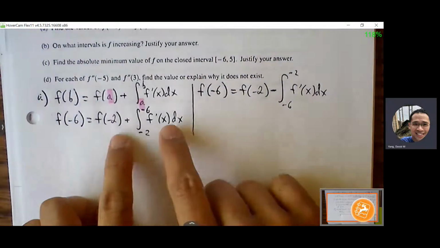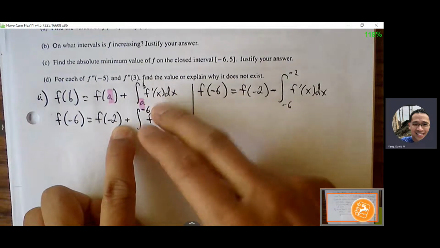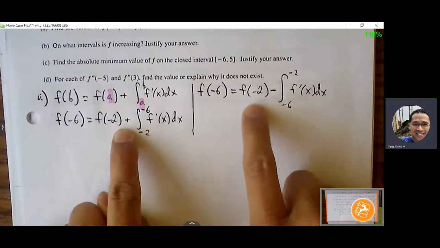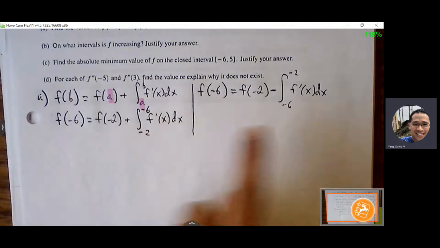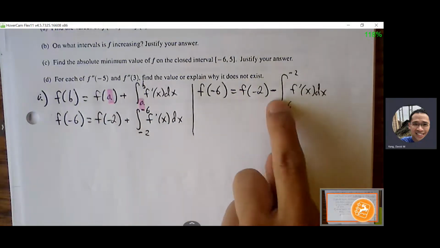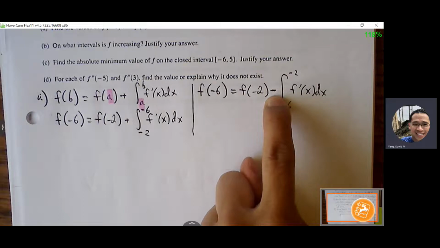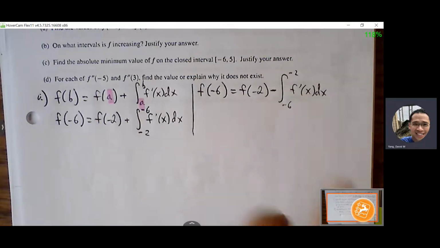So if we flip the bounds too soon without going through this extra step, you're going to potentially miss out on the fact that this needs to be a minus sign if you want to go from -6 to -2. Does that make sense? Okay, and that's going to throw your answer off.